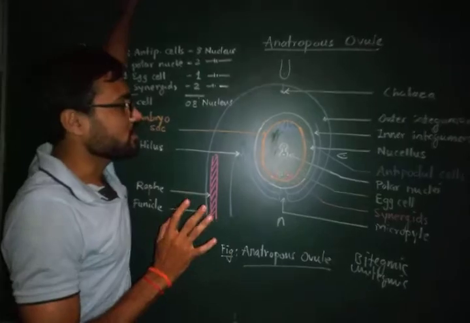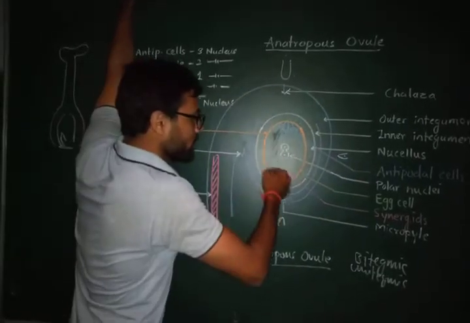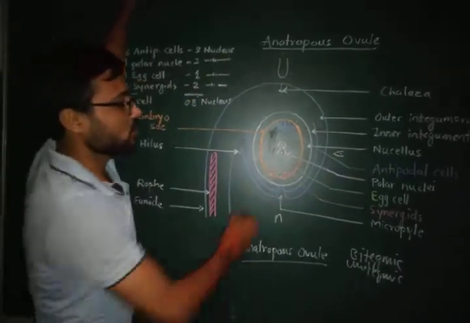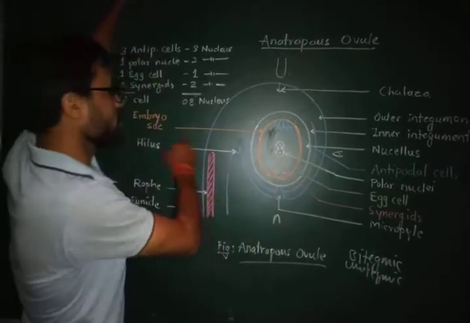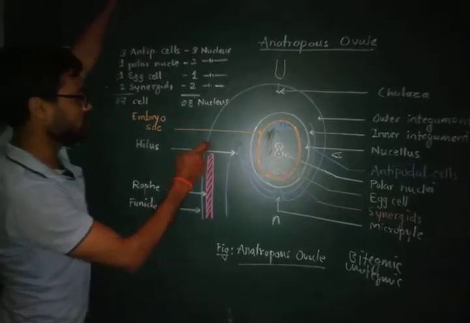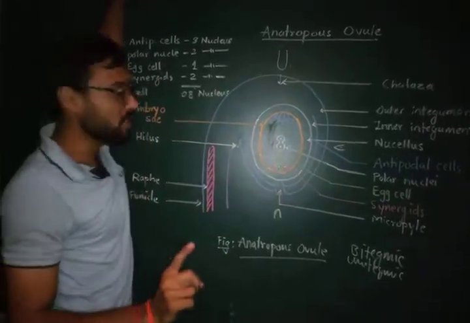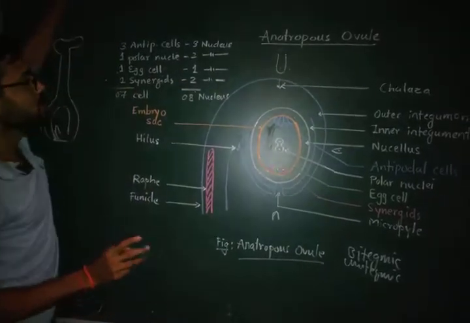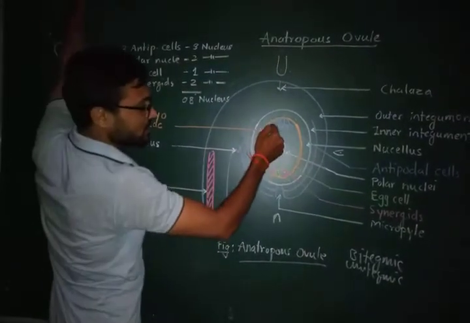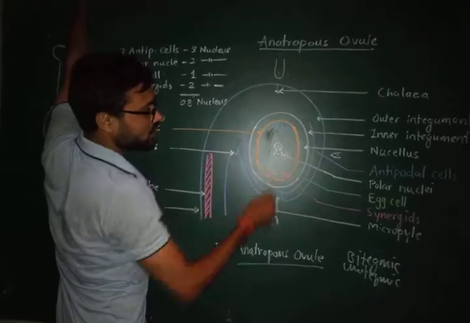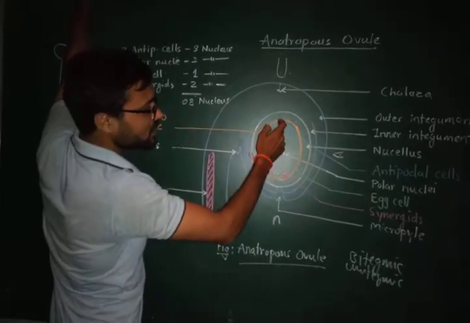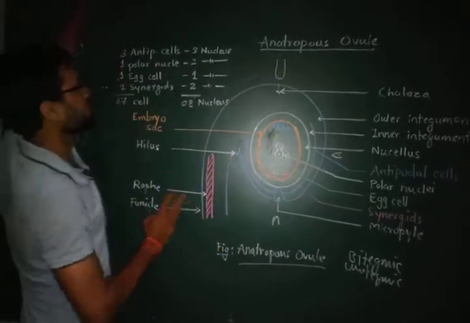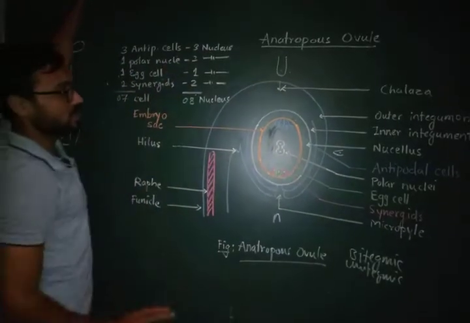While drawing, you first have to draw an oval shape inside it. This oval shape is nothing but an embryo sac, which is shown here in orange color for convenience. This embryo sac consists of three antipodal cells, which are shown at the uppermost end, having three cells and three nuclei.